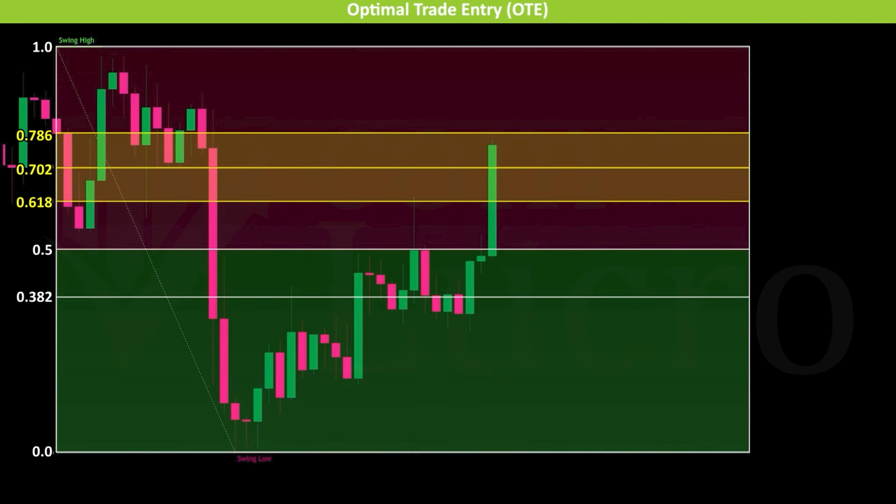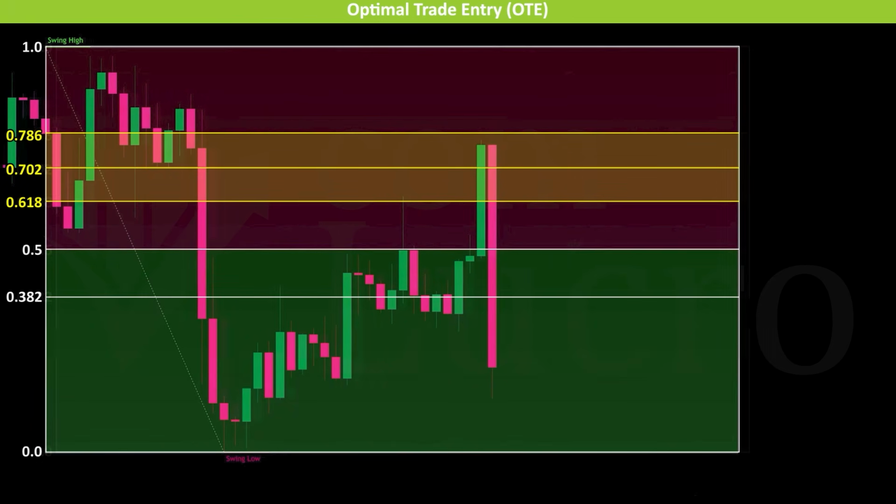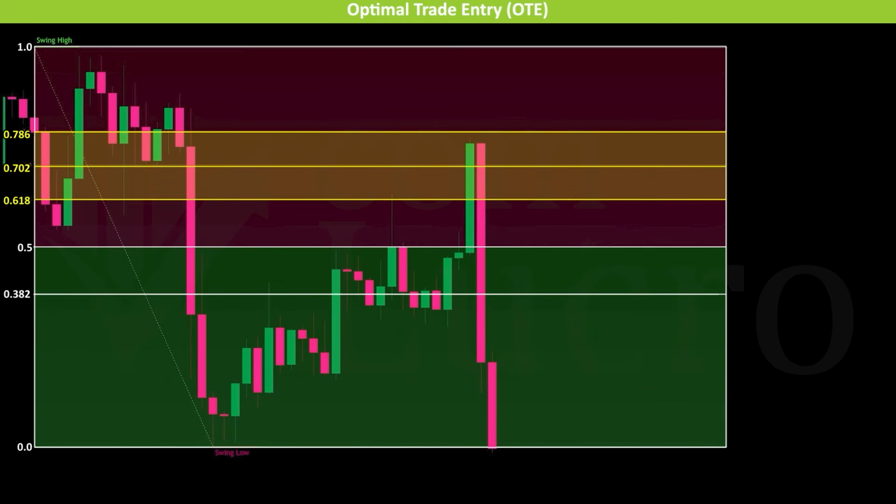In the next chart, price initially reacts slightly to the downside, then returns back into the OTE zone. Price closes above the midpoints but remains below the 0.786 level. On the very next candle, the market drops aggressively. Within one more candle, price reaches the swing low target.